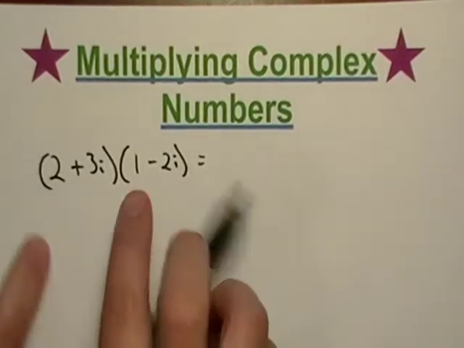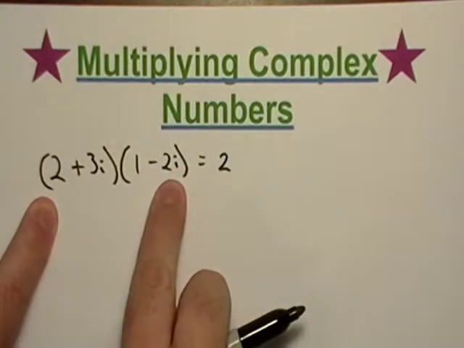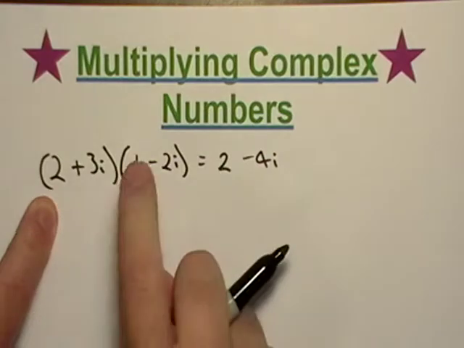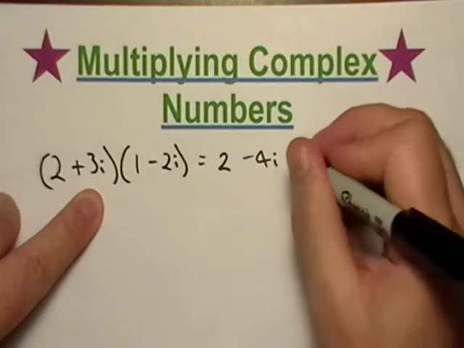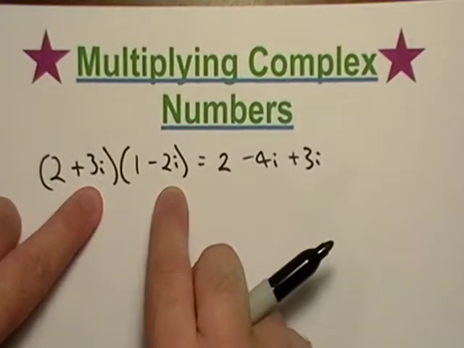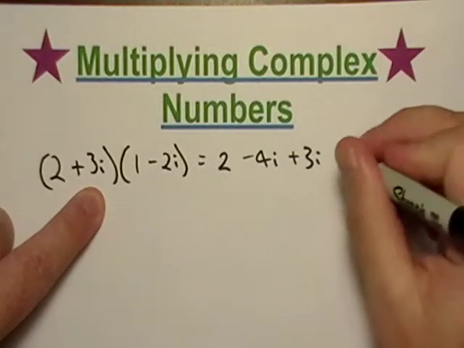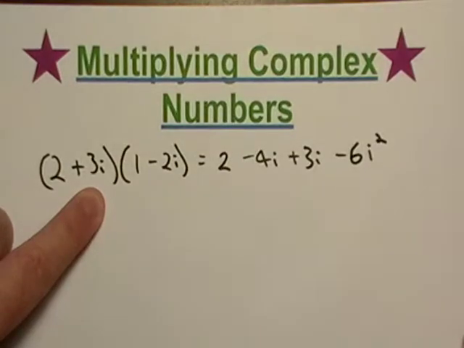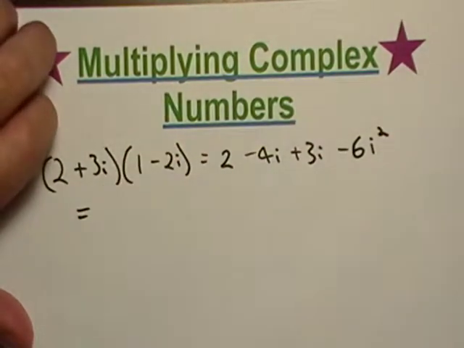So I'm going to go first term, that's just 2, times the outside, which is negative 4i. Then we go to the inside, which is 1 times 3i, which is positive 3i. And then I've got 3i multiplied by negative 2i, so that is negative 6i squared. Okay, so you see how I did that?